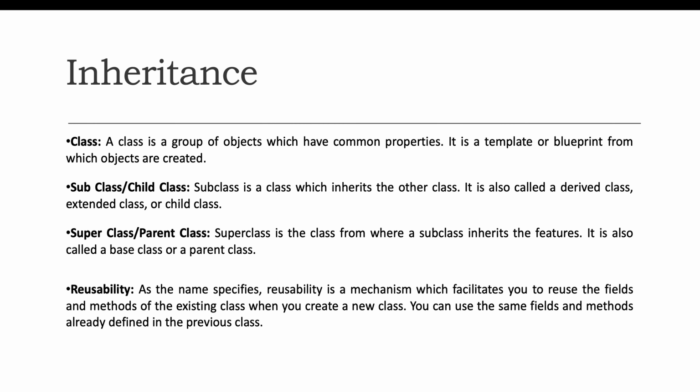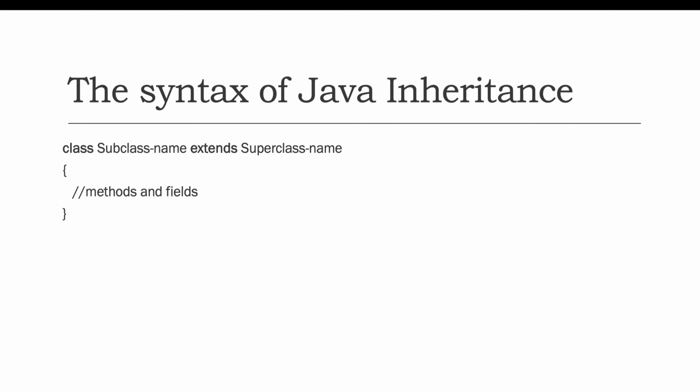And the next terminology that we are going to use inside the inheritance concept is reusability. The advantage of using inheritance is that it provides reusability. How does it provide reusability? As the name specifies, reusability is a mechanism which facilitates you to reuse the fields and methods of the existing class when you create a new class, right? You can use the fields and methods already defined in a previous class, or any other class. These are some of the terminology that we are going to use inside the inheritance concept, right? So let's see how we can achieve it in Java.